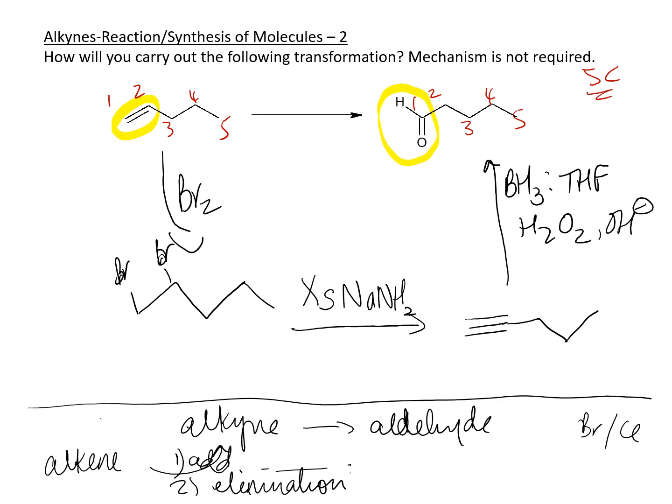Okay, so that's going to be our synthesis, where you first have to add bromine, then you have to remove bromine, and then once you get your alkyne, then you have to go ahead and do hydroboration to get the final aldehyde.